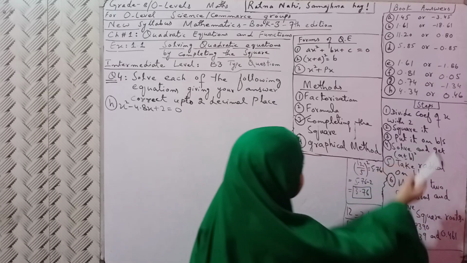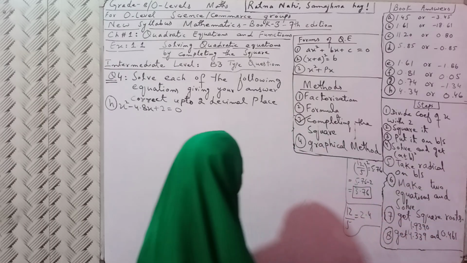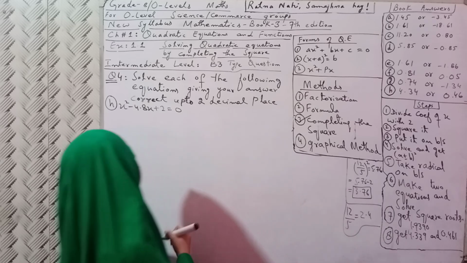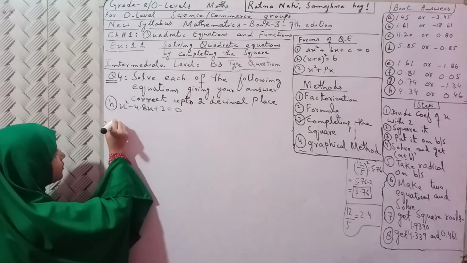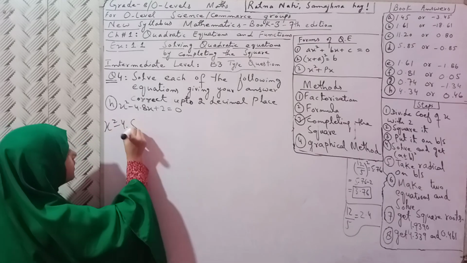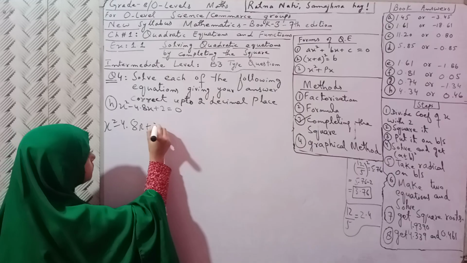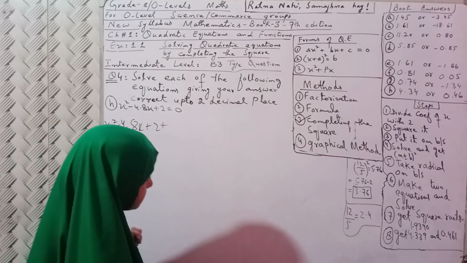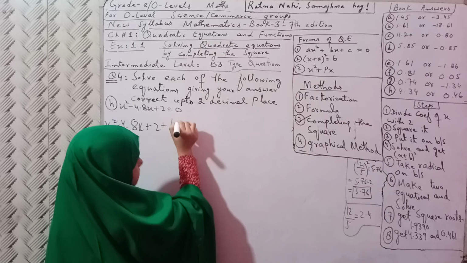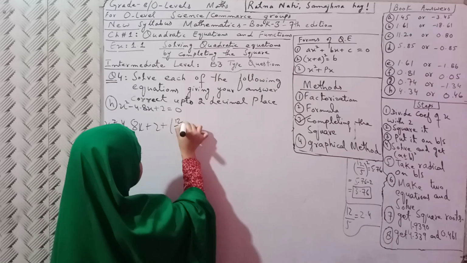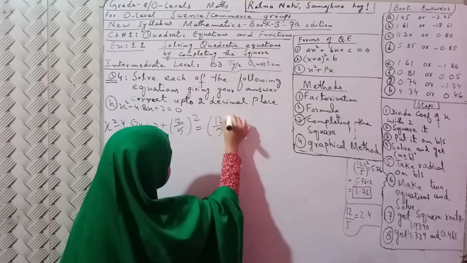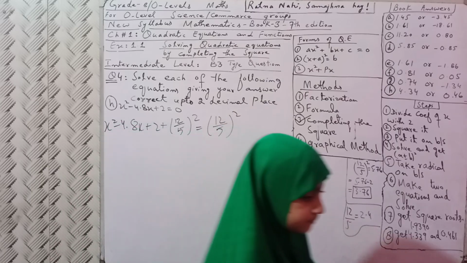Now, the first step is divide the coefficient of x by 2. Square it, and put it on both sides. So, x square minus 4.8 x plus 2, plus 12 upon 5 whole square is equal to 12 upon 5 whole square.